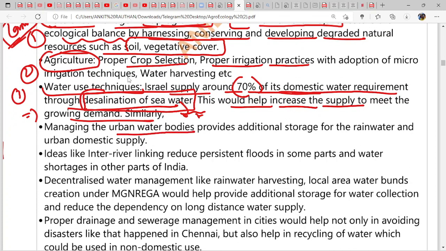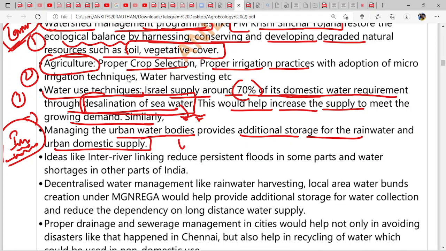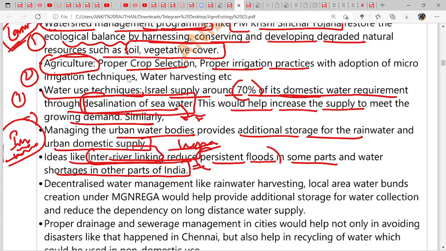Managing urban water bodies provides additional storage for the rainwater in urban areas. So we can go for inter-shed water development or watershed development. Ideas like interlinking of rivers reduce persistent floods in some parts and water shortages in other parts. So inter-river linking projects are really important to reduce persistent floods in some parts and water shortages in other parts.